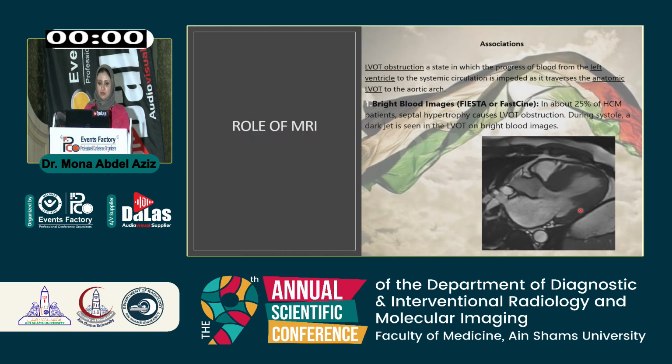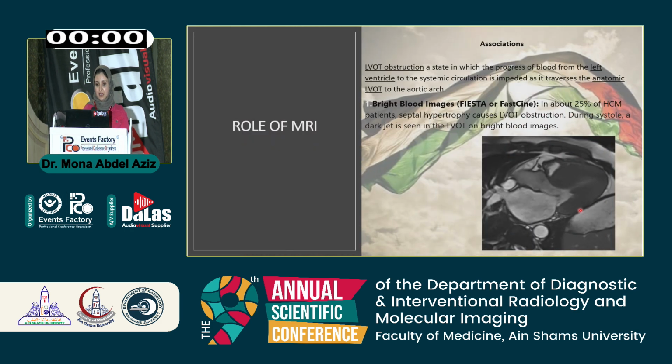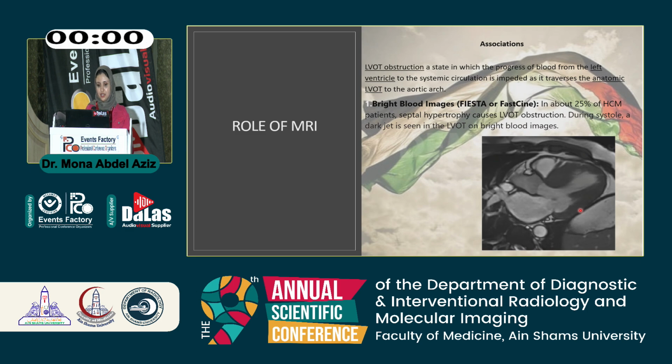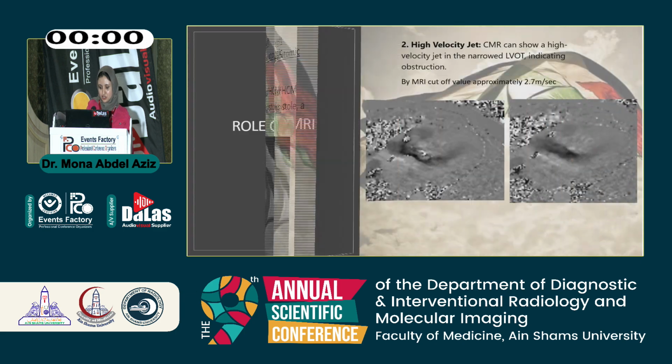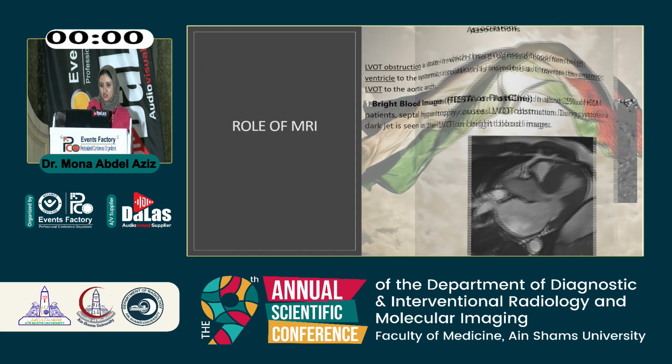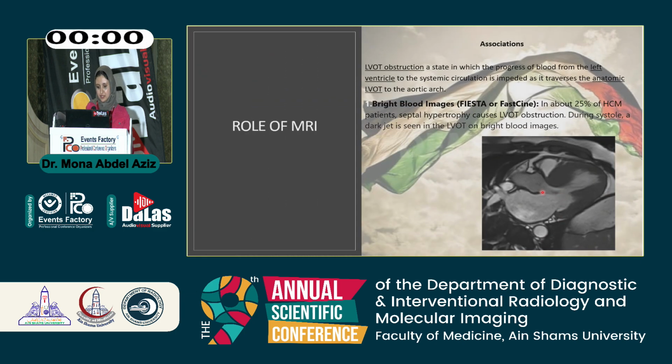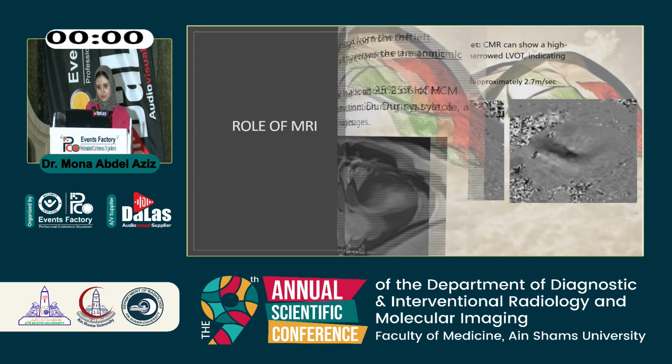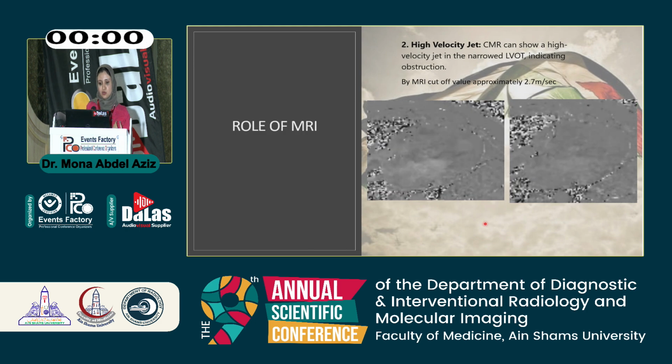And so how can we detect the associations by MRI? The LVOT obstruction can be detected by two important sequences, the first is the three-chamber view Cine image, as we said before. It appears as a dark jet of blood flow towards the LVOT, which means that there is obstruction. The second important one, as we said before, is the Q flow.